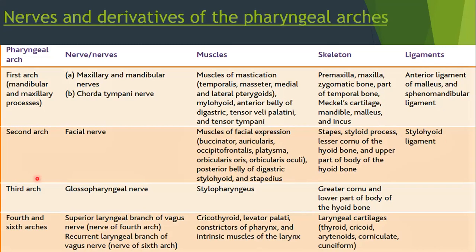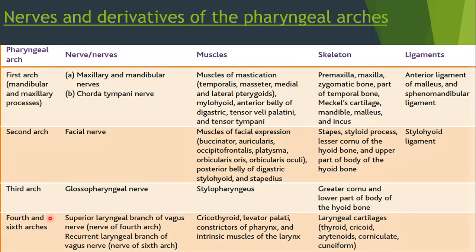Third arch, nerve to it, glossopharyngeal, muscle, stylopharyngeus. The third arch cartilage, the ventral part, will form the greater cornu of hyoid bone and the lower half of the body of hyoid bone. Okay, the other part will regress, will disappear.